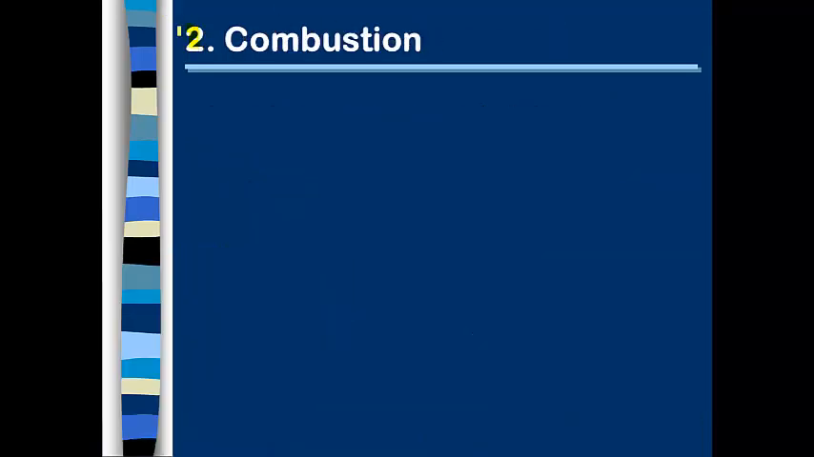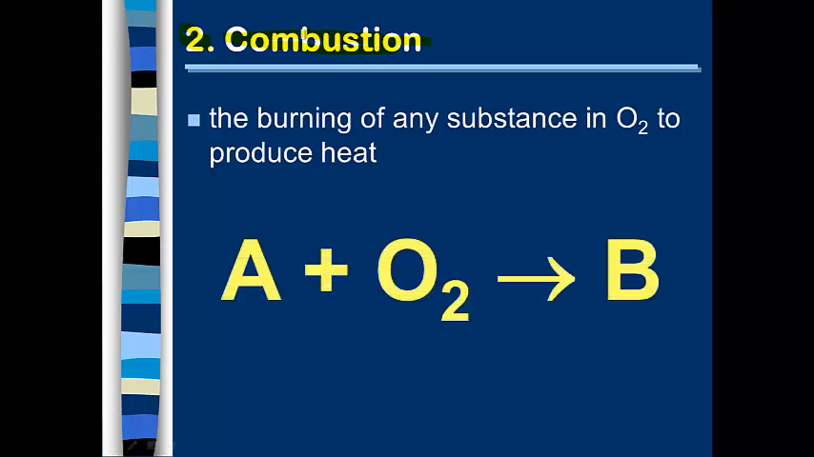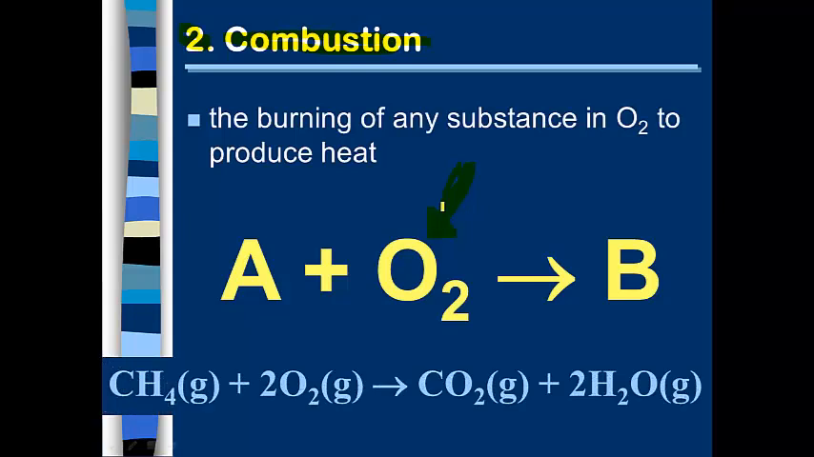Okay, the last type, that should say number 5, not number 2, is what's called combustion. These are our fan favorites because usually this involves fire. This is the burning of any substance in oxygen to produce heat. So the kicker here is oxygen. If you have oxygen as a reactant, you can classify it as a combustion reaction. Sometimes you can get some things to be both combustion as well as synthesis, which is usually the most common, but you can't have one reaction fall into more than one category.